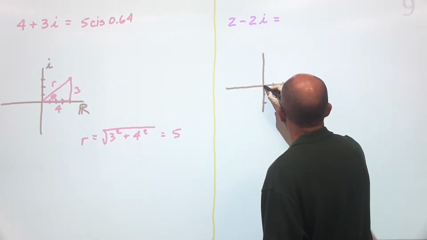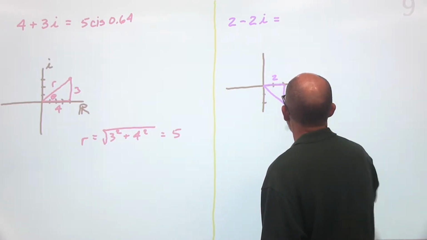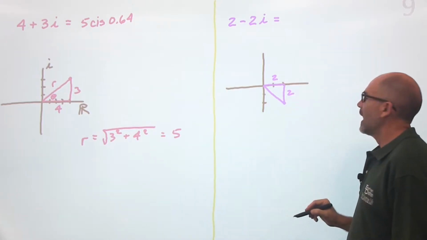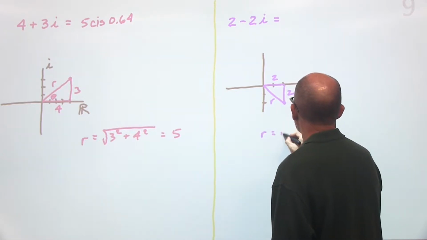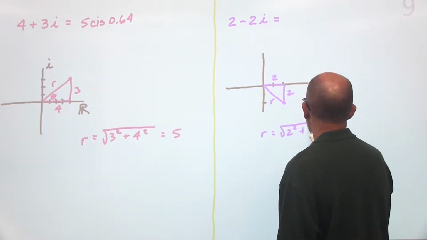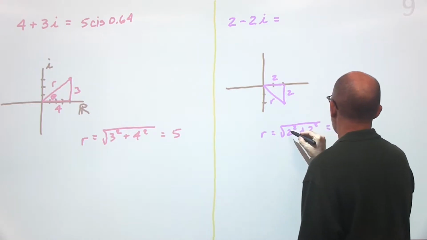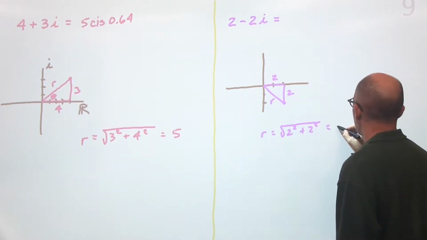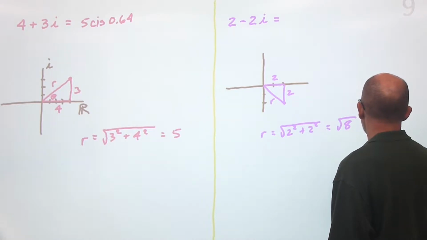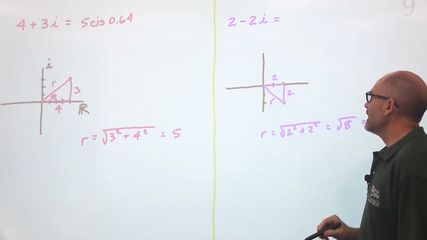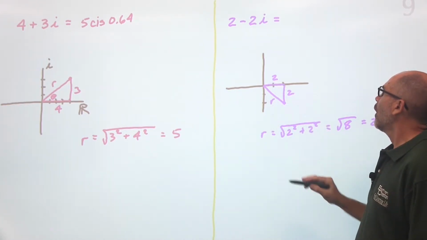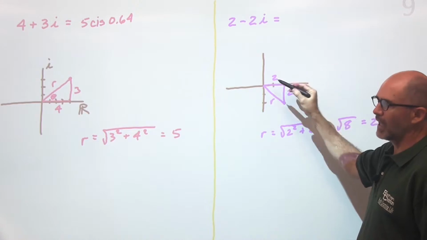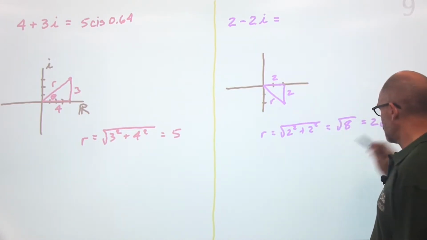So I'm down here. 2i. Well, the hypotenuse, r, is going to equal the square root of 2 squared plus 2 squared, which equals 4 plus 4 is 8, so square root of 8, which equals 2 square root of 2. Now, anytime you have a 45, 45, 90 right triangle, which we know we have here, all you do is multiply either leg, which they're both the same, by the square root of 2.